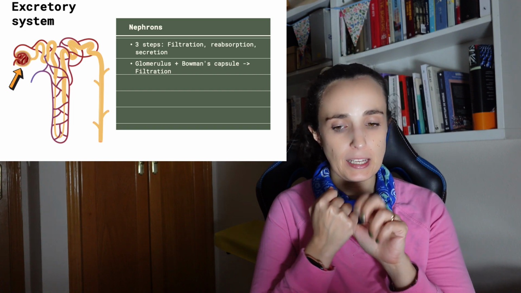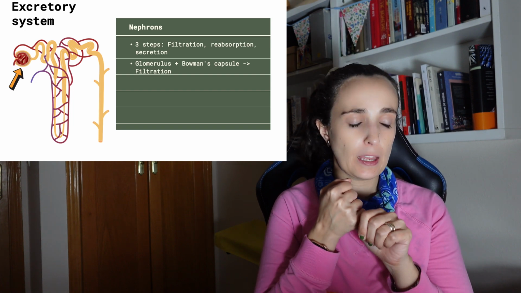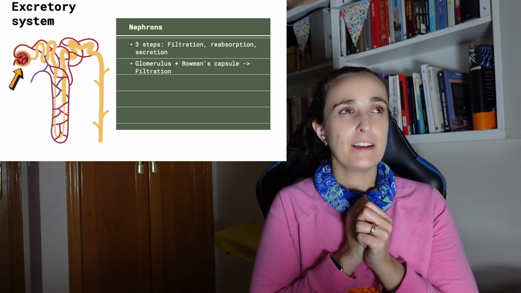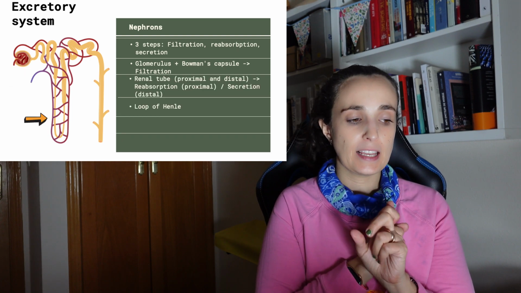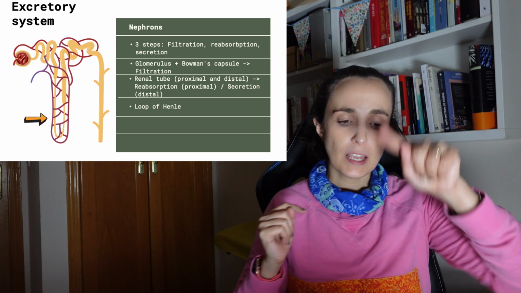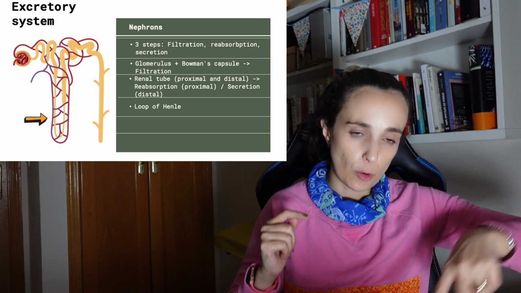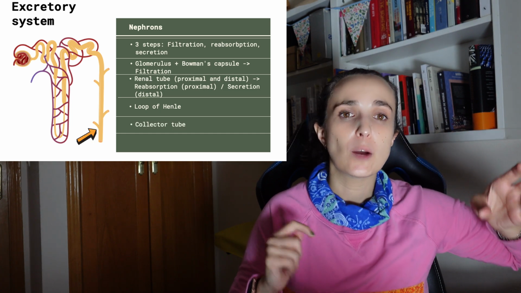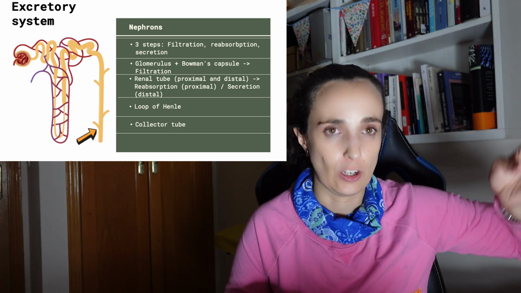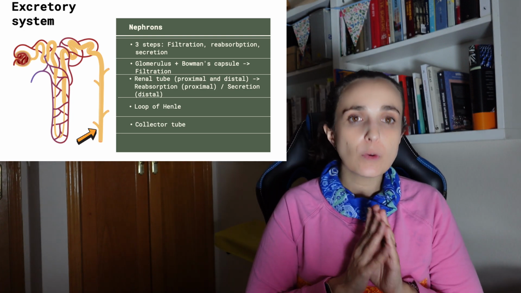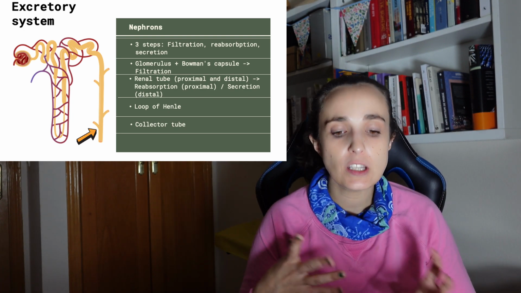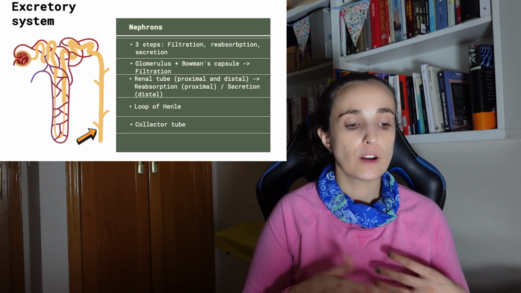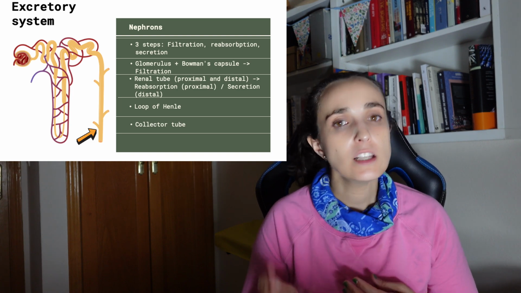Filtration is gonna mainly happen in the glomerulus, inside the Bowman capsule. Okay, this is for filtration. Reabsorption is gonna mainly happen in those conducts in the loop of Henle. Okay, and secretion is gonna happen in the collection tube, just at the end of the nephron. Why we do this in 3 steps? Because it's a way to re-evaluate 2 times if what we have filtered in the beginning is okay or not.